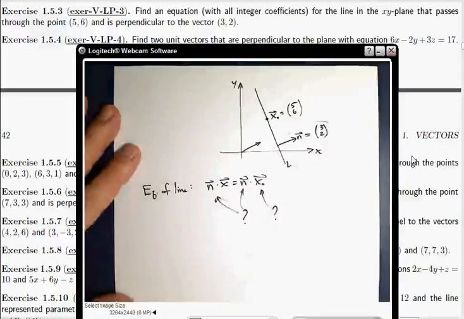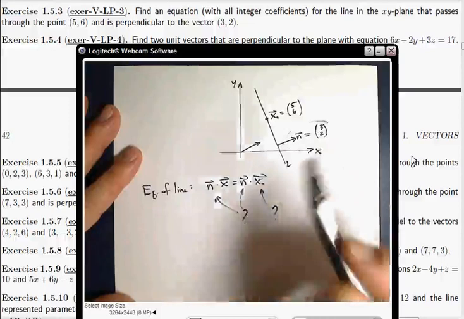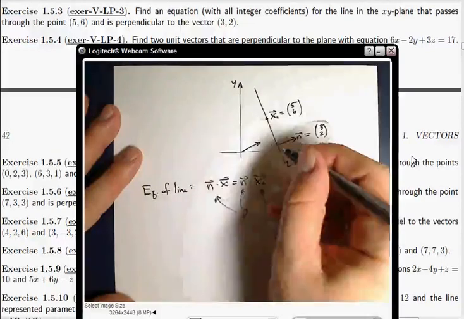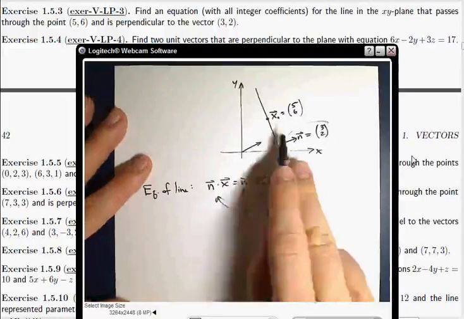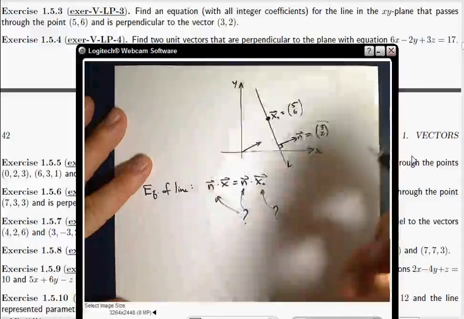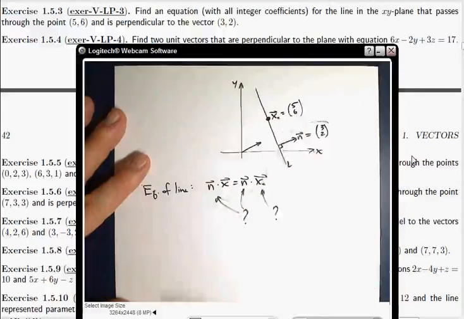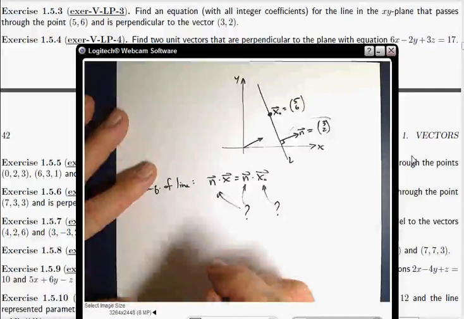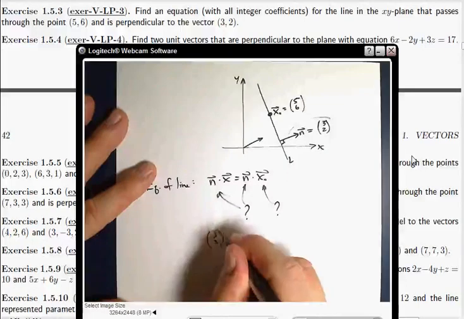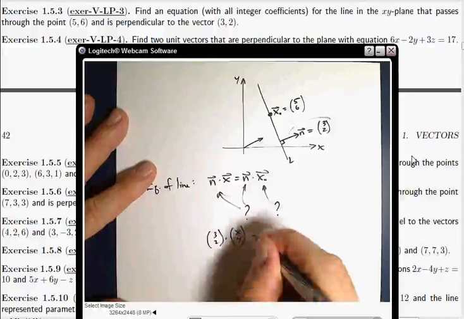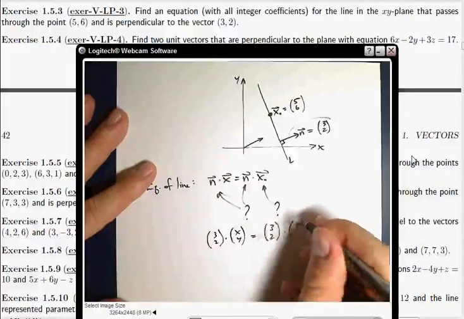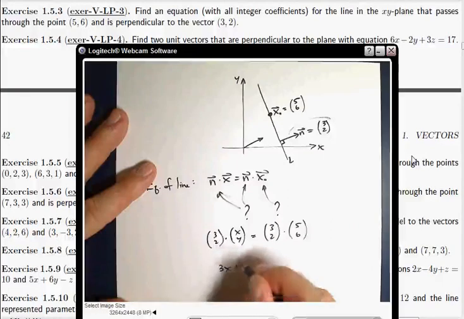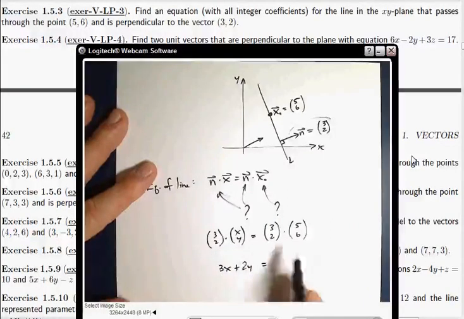The problem said that this 3, 2 vector is perpendicular to the line, so I'm going to use that as my normal vector. Given that this point 5, 6 is on the line, I can use it as my x naught. So my equation of the line simplifies to 3, 2 dot xy equals 3, 2 dot 5, 6. Therefore 3x plus 2y equals, let's see, 15 plus 12 is 27.